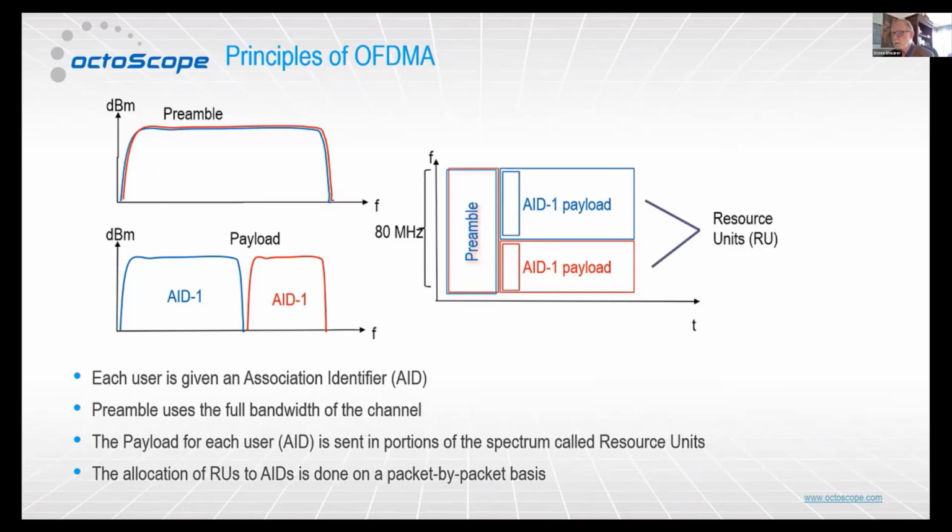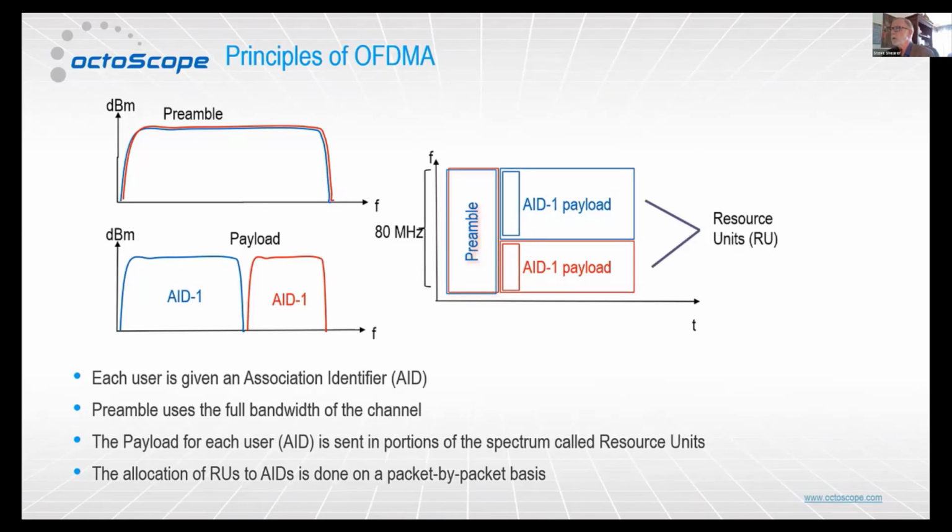The difference is that the payload for each user, or each AID, is sent in different portions of the spectrum. And these portions of spectrum are called resource units. So the allocation of AIDs to resource units, or resource units to AIDs, is done on a packet by packet basis. It's very dynamic, and it makes studying the OFDMA performance quite interesting.